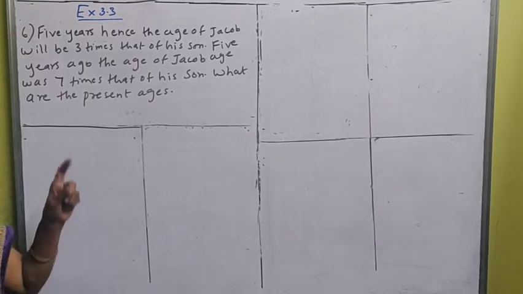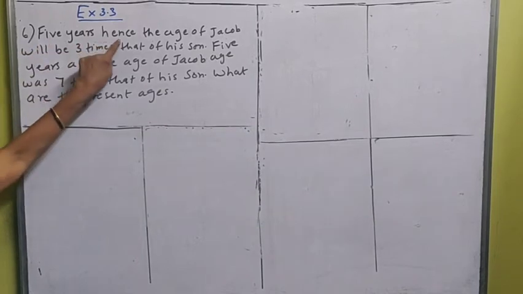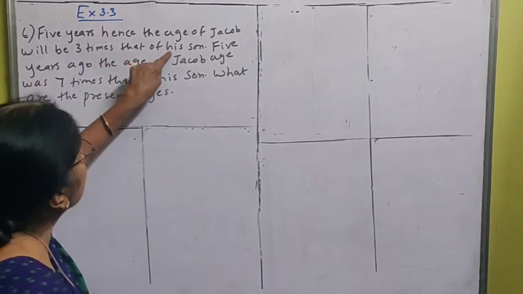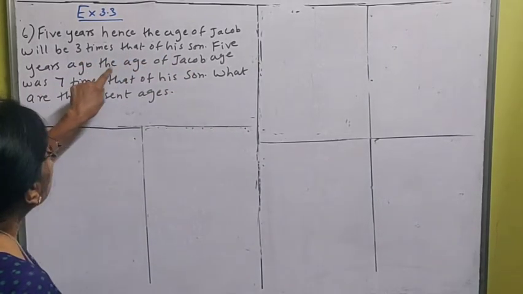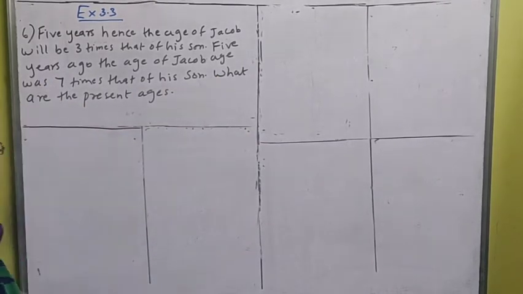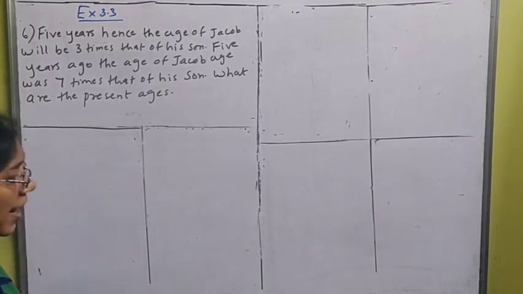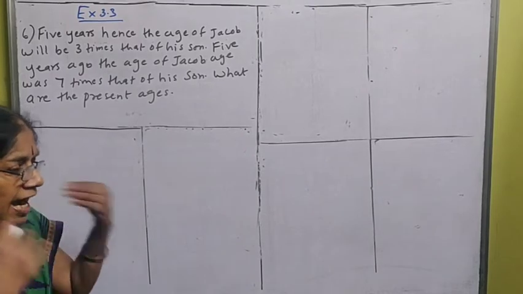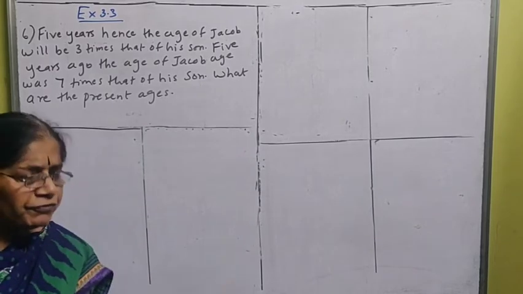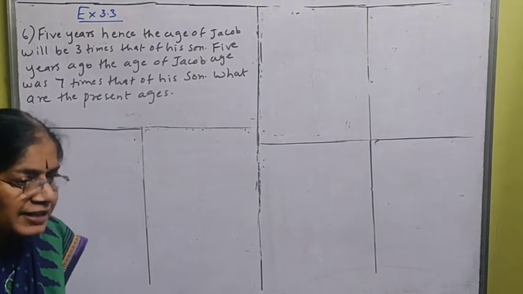Let us see the last sum in this exercise 3.3. What is given? 5 years hence, the age of Jacob will be 3 times that of his son. 5 years ago, the age of Jacob was 7 times that of his son. What are the present ages? Hence and ago. Hence means that is after 5 years. Ago means before 5 years. So remember, hence means after and ago means before.